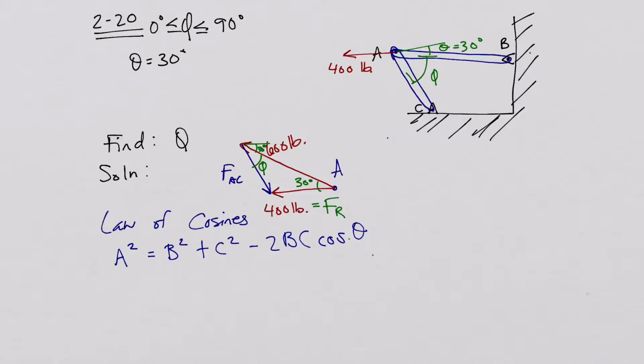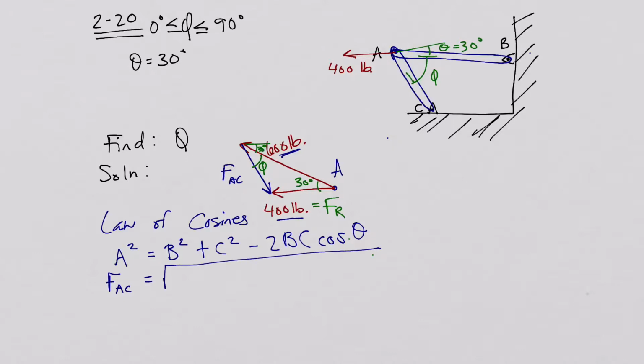And so we're going to use that, so we know this, the 400-pound one, the 600-pound, and we know that angle theta. So we'll use that to figure out what that A is, which is that FAC. So I'm going to rewrite it with our values. So FAC squared, I'm just going to do a square root over here.